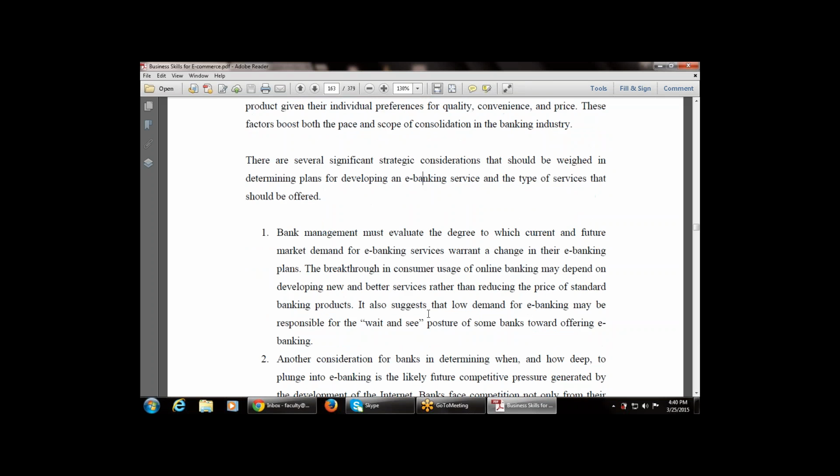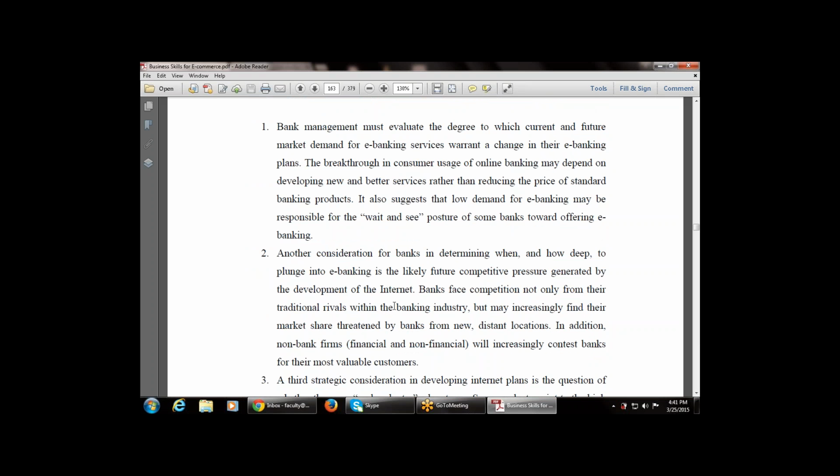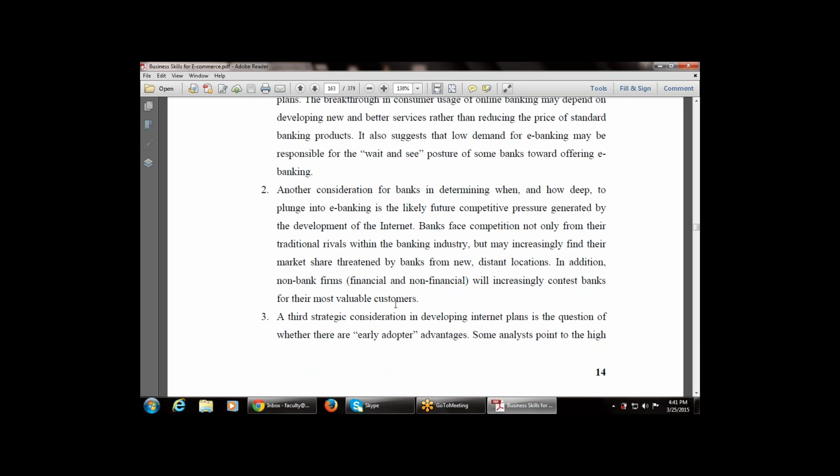The next consideration is determining when and how e-banking is used, given the competitive pressure that is generated by the development of the internet. Then the third consideration is that there will be advantages for the early adopter, that is, early adoption of the technology for online marketing.